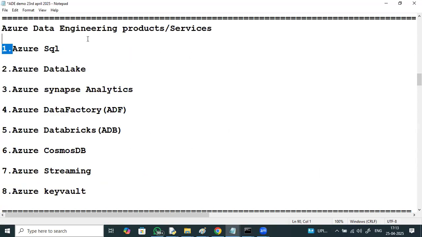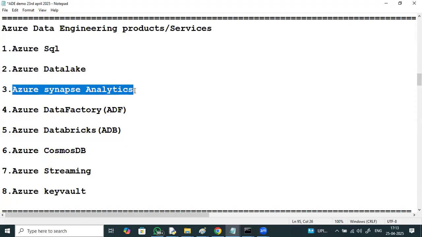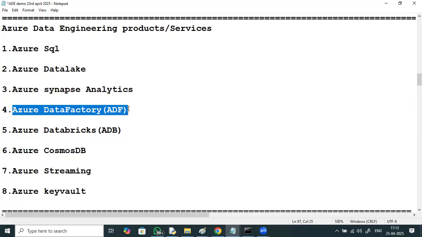Azure SQL, it's a cloud RDBMS. Azure Data Lake, it is a kind of file system for storing data in the form of files. Azure Synapse is for data warehouse and big data operations, for analytics, for parallel processing. Azure Data Factory is a cloud-based ETL of Microsoft.